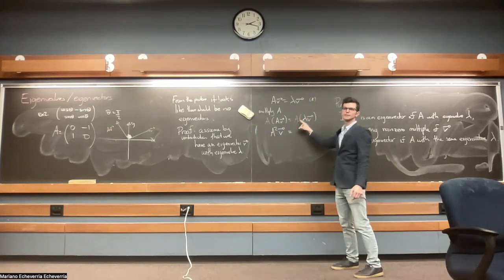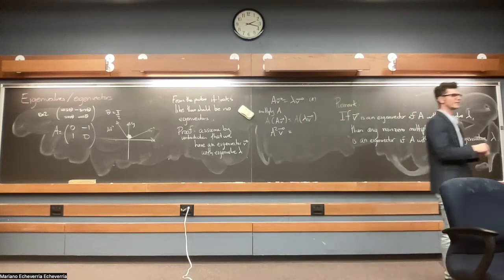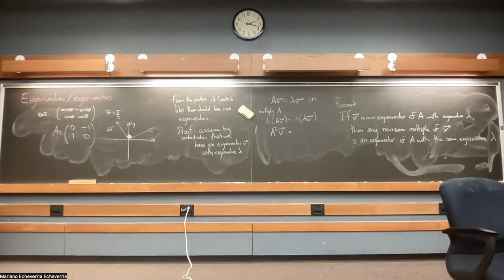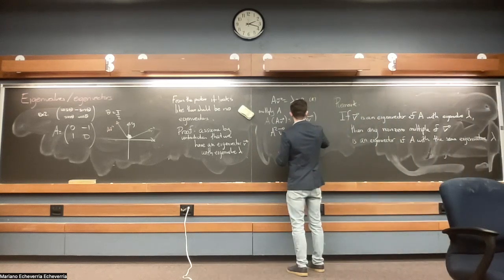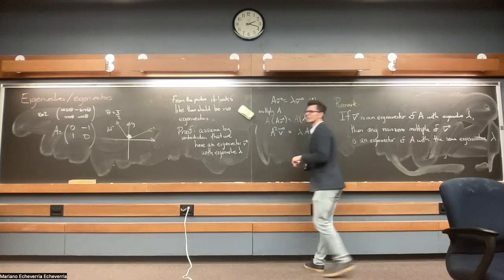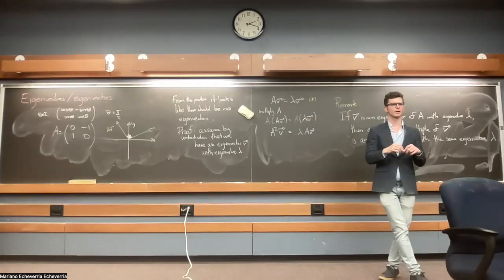And how can I rewrite the right hand side? You can pull the scalar out. Yeah, the only thing I can do at this point is take the scalar out of the multiplication. Remember, that's something you can do with scalars. So this becomes lambda A b. That making sense? So far, so good.